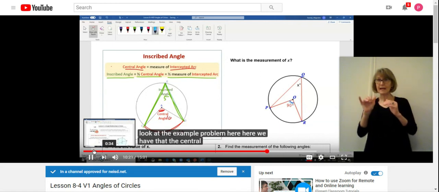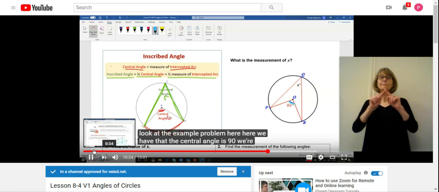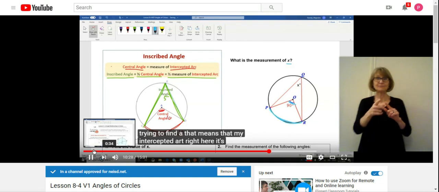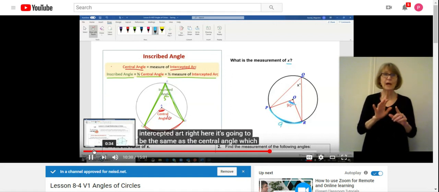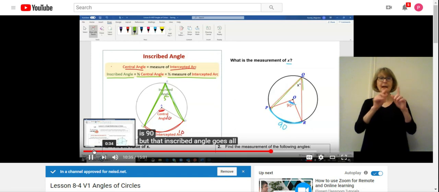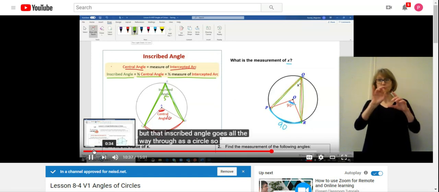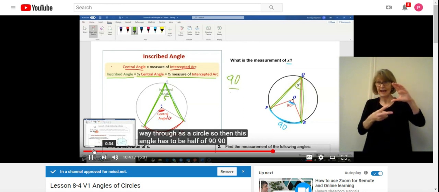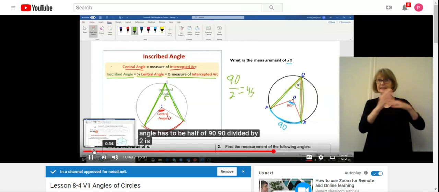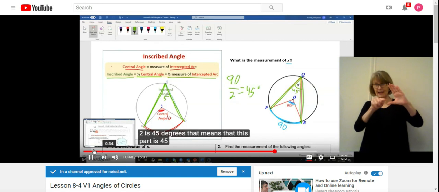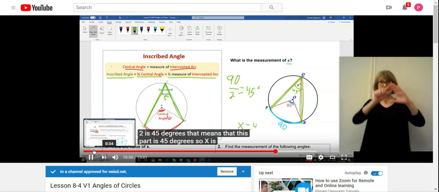Here we have that the central angle is 90. So we're trying to find x. That means that my intercepted arc right here is going to be the same as the central angle, which is 90. But the inscribed angle goes all the way through the circle, so this angle has to be half of 90. So 90 divided by 2 is 45 degrees. That means that this part is 45 degrees. So x is 45 degrees.